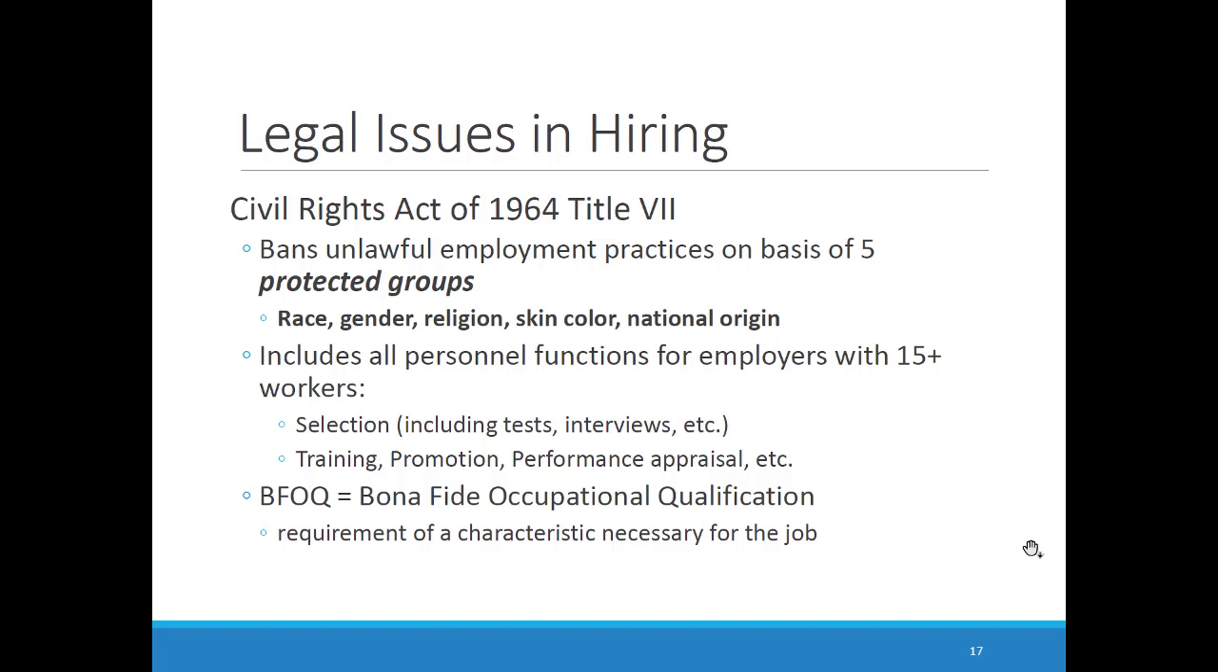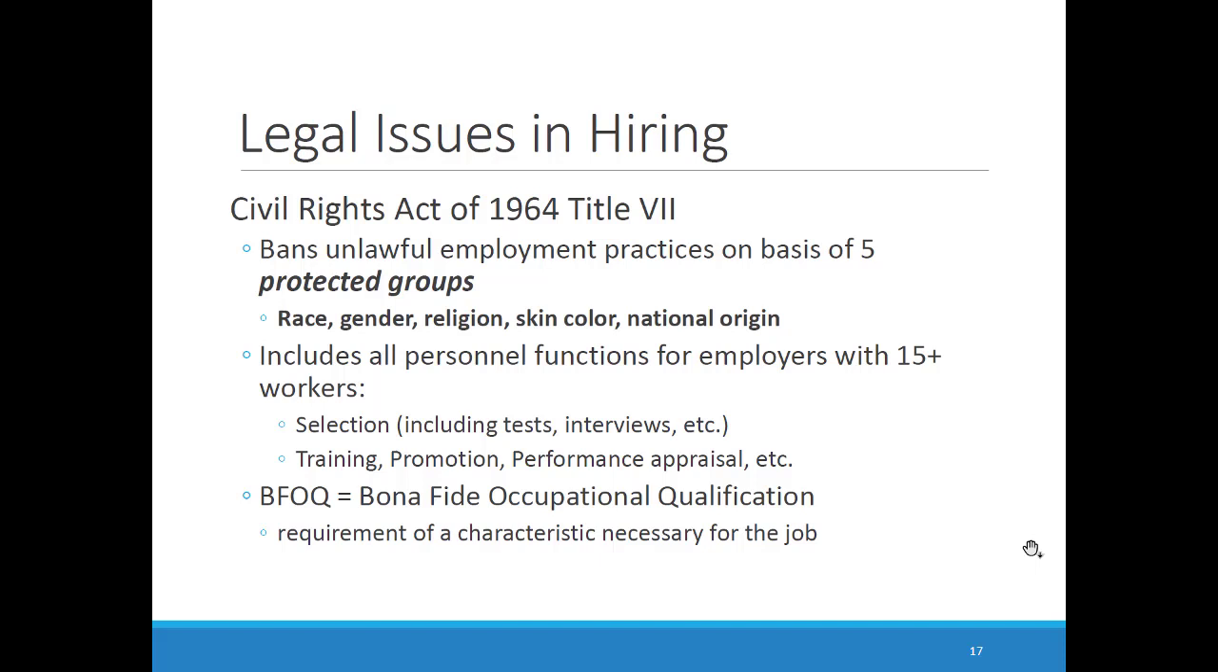The Civil Rights Act of 1964, Title VII, includes all personnel functions and it covers employers that have 15 or more employees. And by all personnel functions, what I mean is it's not just about selection, even though that's what we are focusing on for this particular chapter. It has to do with selection, but it also has to do with training, promotion, performance appraisal, who gets discharged from an organization. All of these different personnel functions are covered by the Civil Rights Act, Title VII.